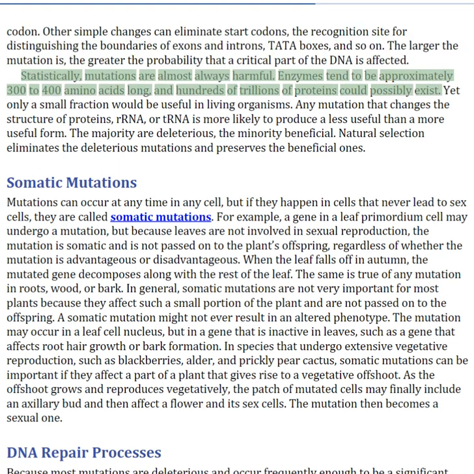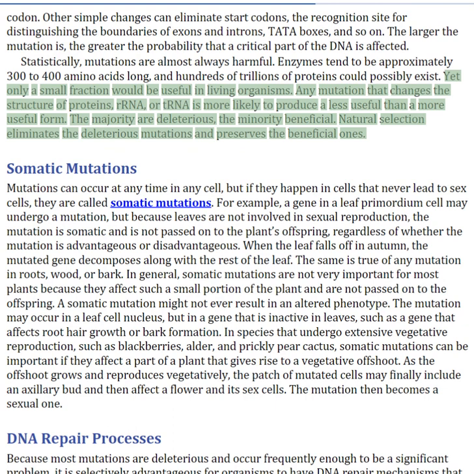Statistically, mutations are almost always harmful. Enzymes tend to be approximately 300 to 400 amino acids long, and hundreds of trillions of proteins could possibly exist. Yet only a small fraction would be useful in living organisms. Any mutation that changes the structure of proteins, rRNA, or tRNA is more likely to produce a less useful than a more useful form. The majority are deleterious, the minority beneficial. Natural selection eliminates the deleterious mutations and preserves the beneficial ones.